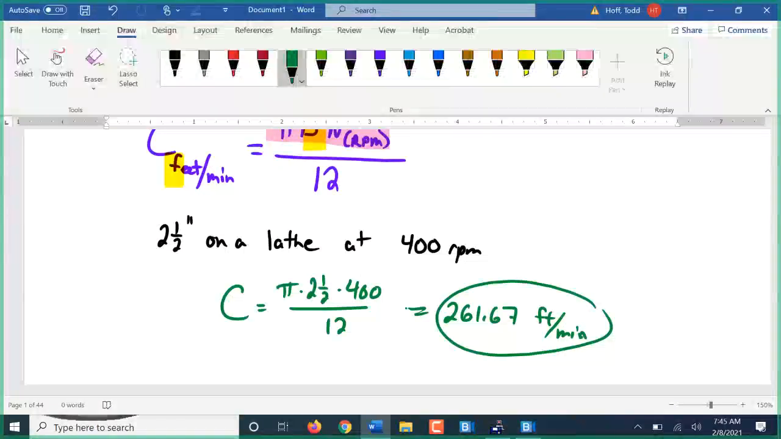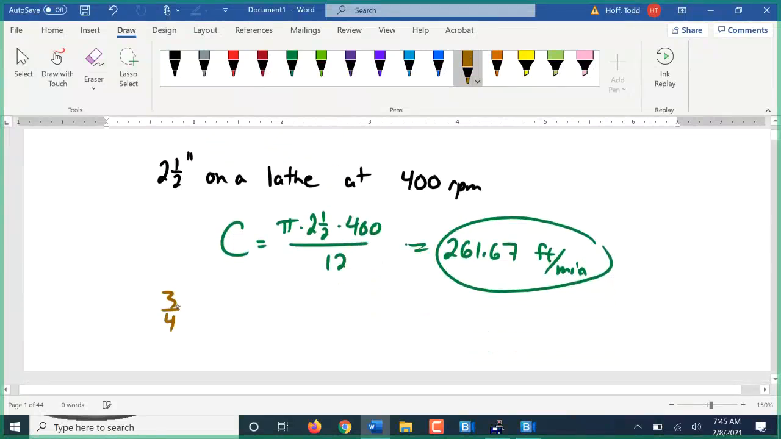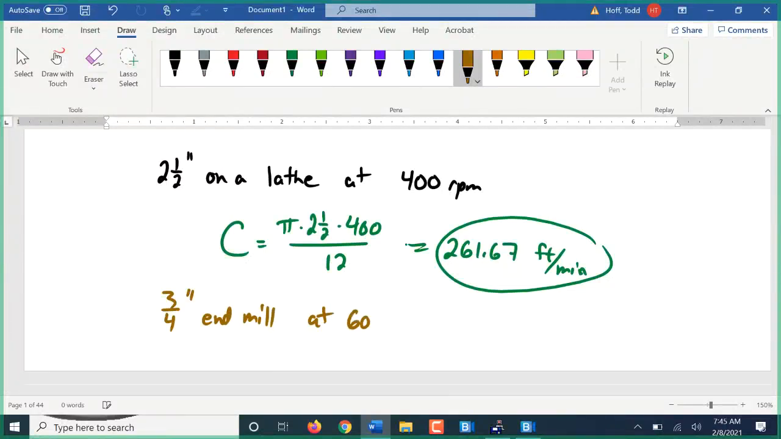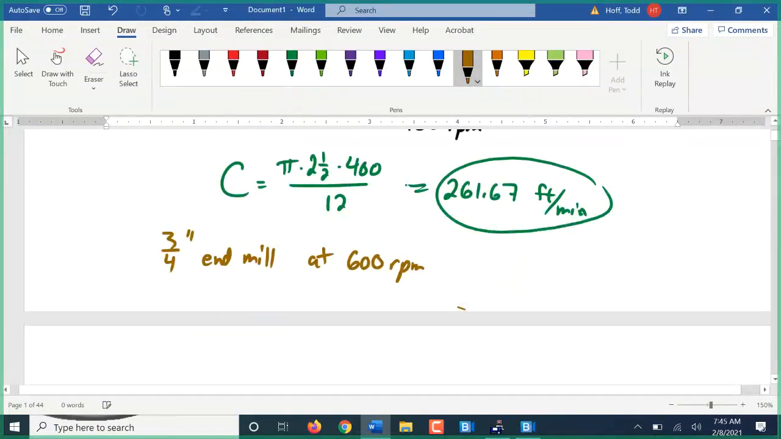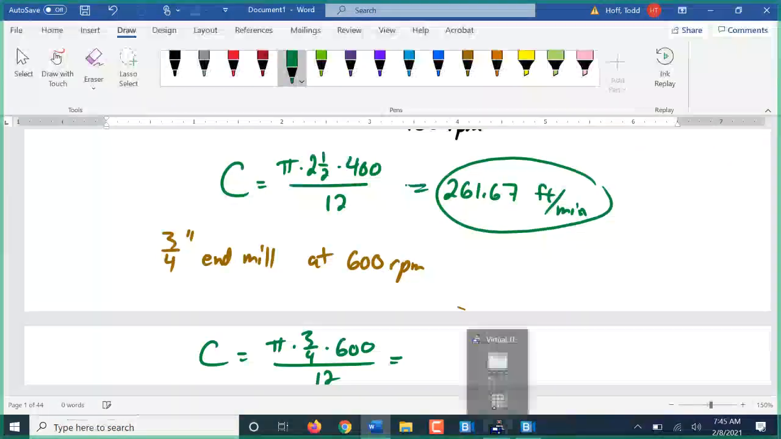I can do a similar calculation for a 3/4 inch end mill at 600 RPM. Surface cutting speed will be pi times 3/4 times 600 over 12.